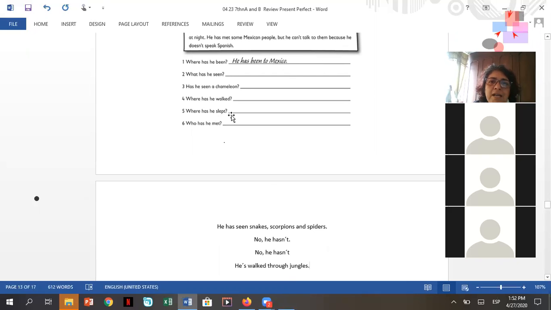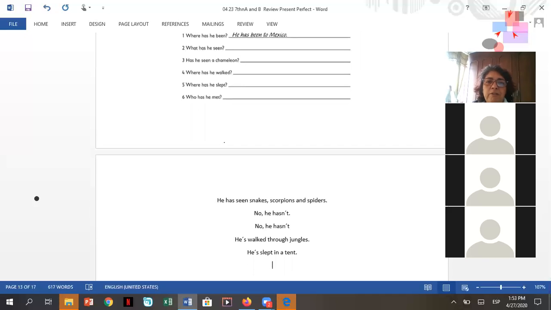Where has he slept? Me, teacher, Juliana. In a tent. He has slept in a tent. Very good, Juliana. Eso me gusta, que si no me doy cuenta, participen y diga yo.